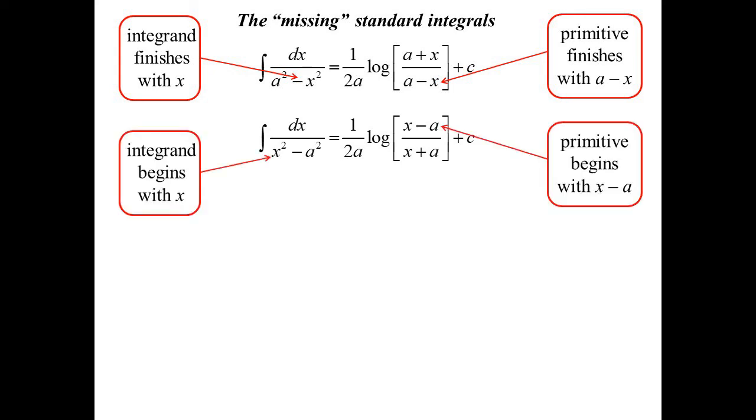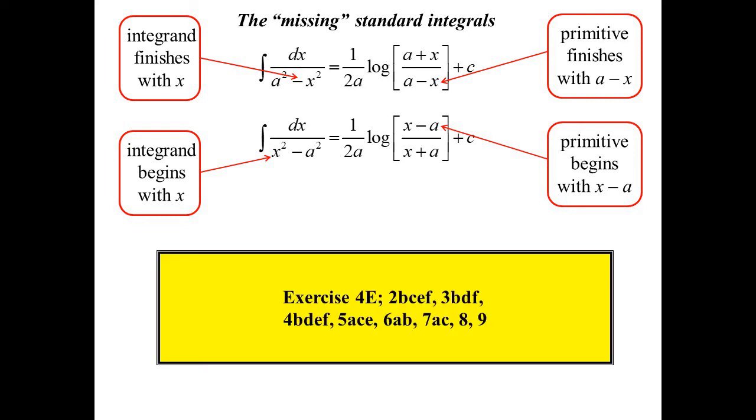Therefore, this one will start with the x minus a. So x minus a over x plus a. And they've both got 1 on 2a out the front. So that's how I remember them. Now, whether you think that's easy and logical, or whether you just think my mind works in strange ways, that's up to you. I mean, we'll add in just a handful more integration questions to look at.